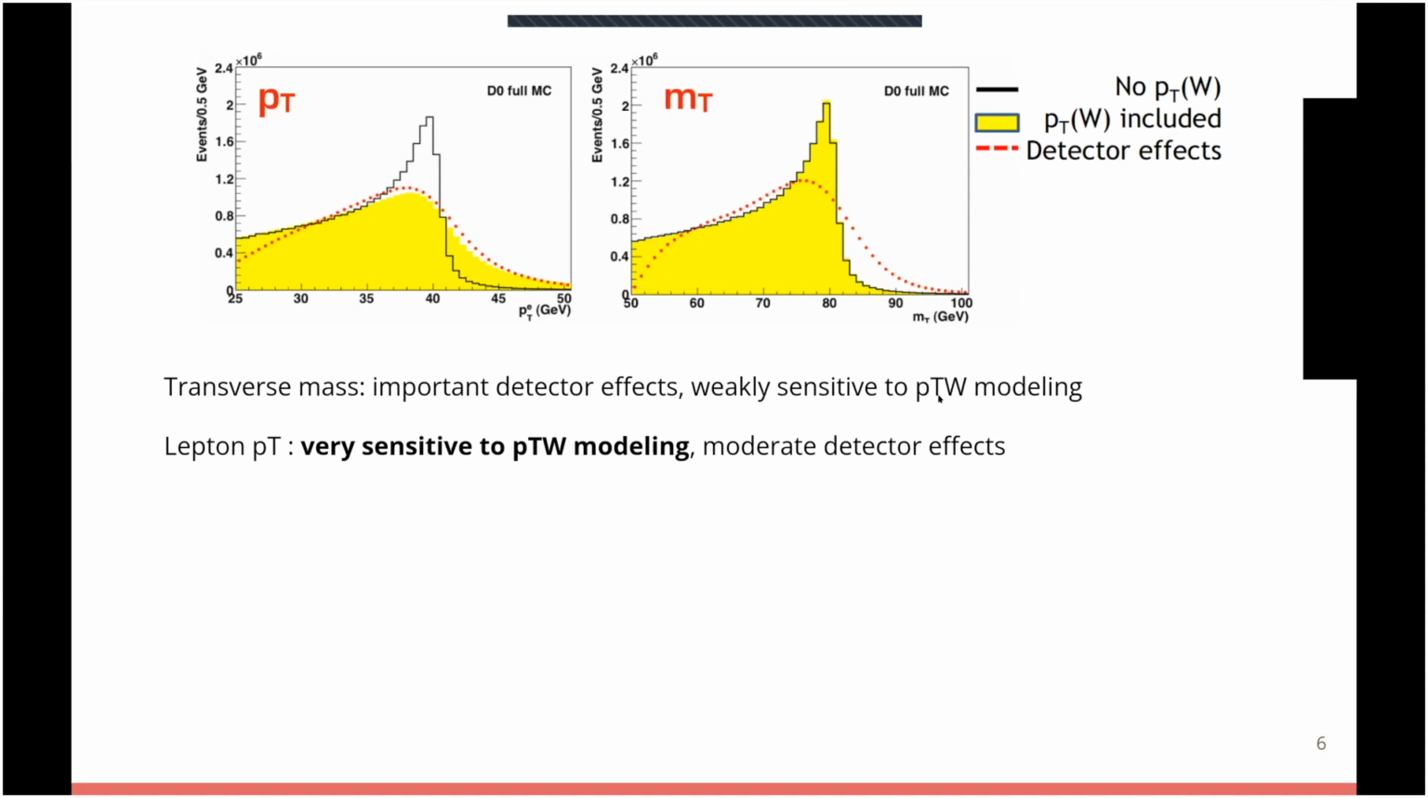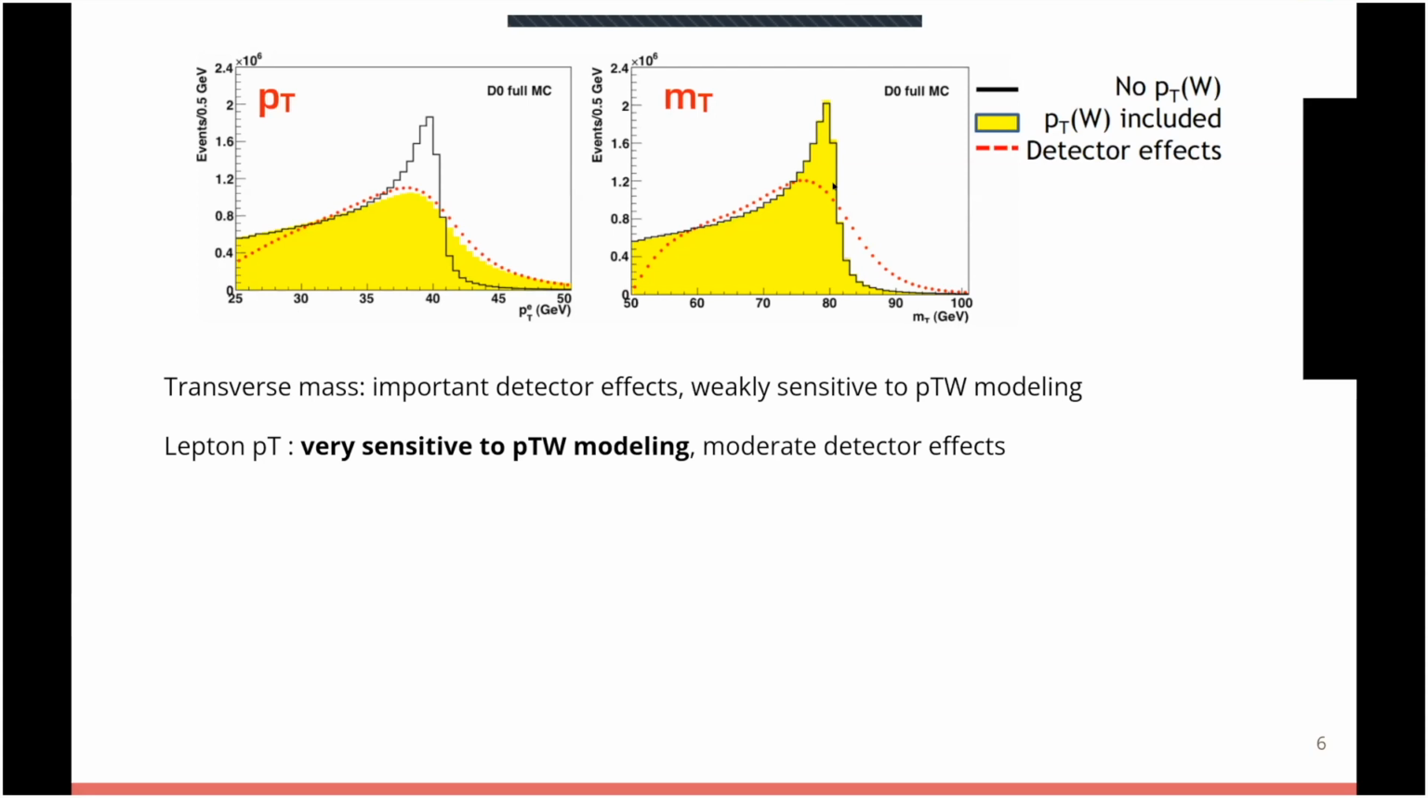So for example, let's look at the plot. The black curve is the simulation related to a W boson with no transverse momentum at all, so purely collinear. If you include the fact that a W boson can have a transverse momentum, then the distribution is modified to the yellow one. If you include detector effects, then you go to the red curve, which is pretty different from the previous ones. So you see that the transverse mass is actually very sensitive to the detector effects.